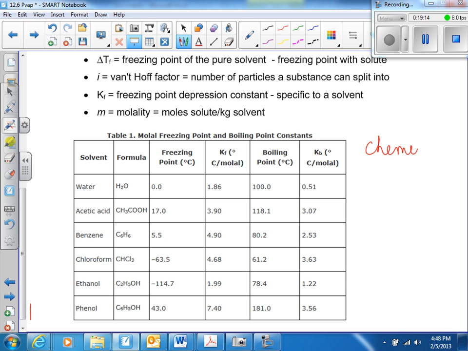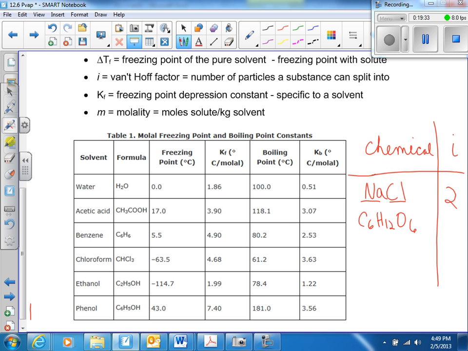We're going to look at this Van 't Hoff factor, i. So if I have NaCl, it's an ionic compound. When it dissolves, it splits into 2 particles, 1, 2. i is 2.